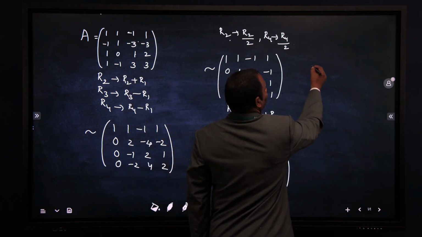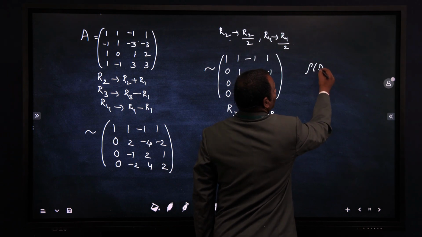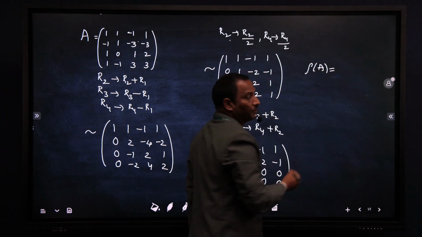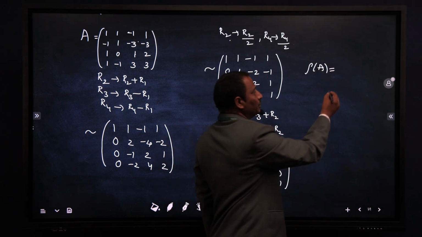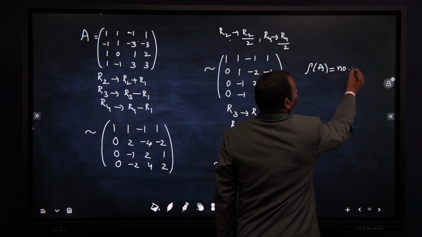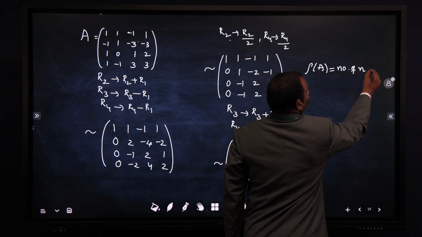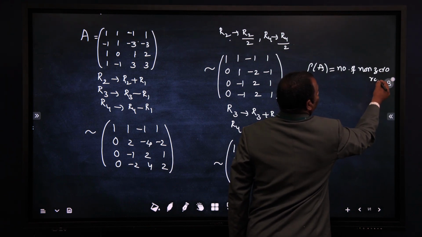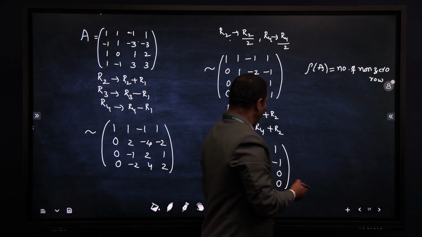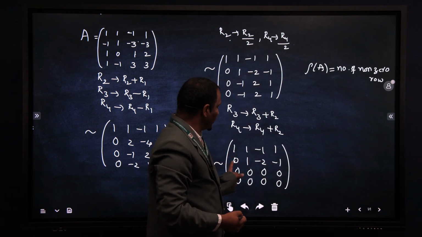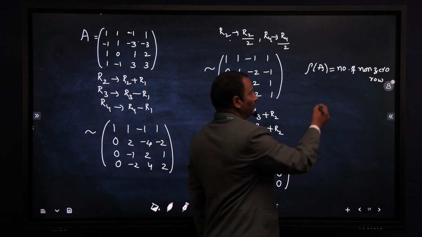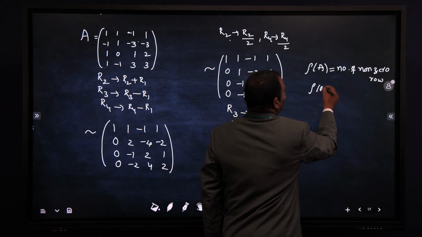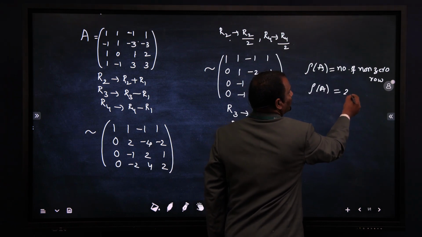The rank of a matrix in echelon form is defined as the number of non-zero rows. Now count the number of non-zero rows. The first row is non-zero and the second row is non-zero. So therefore the rank of the matrix is equal to 2.